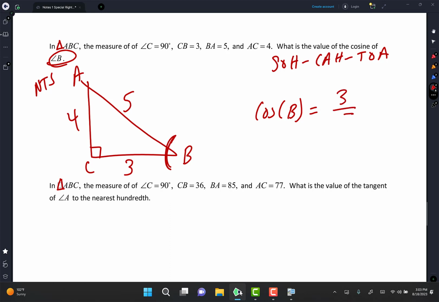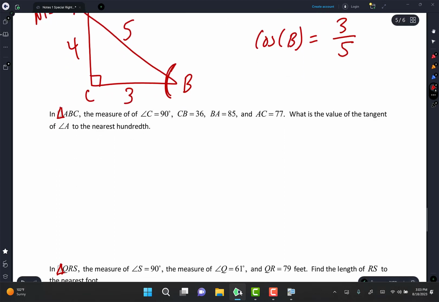3 over 5. Done. Leave it alone. That's all they want. Cool or not cool? Yeah, that's it. We're done with that one. We'll go to the next one.